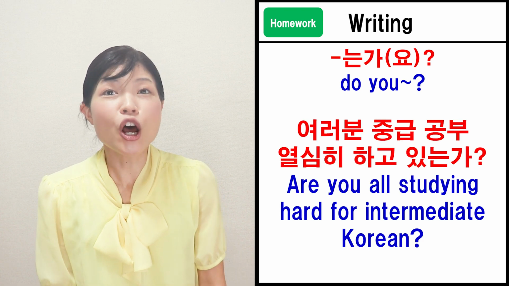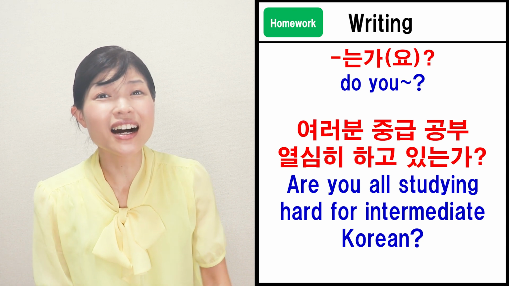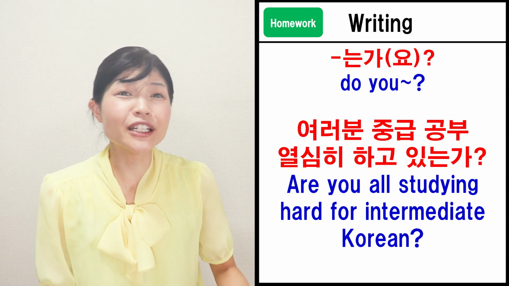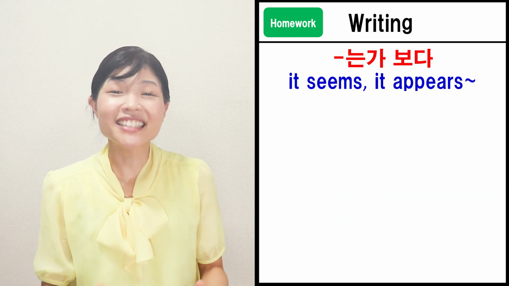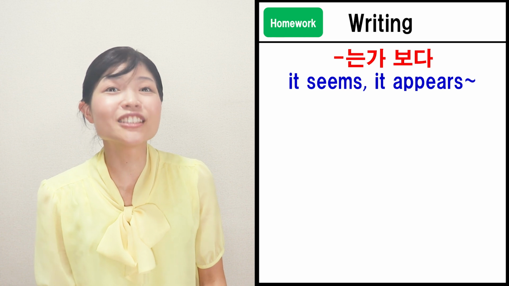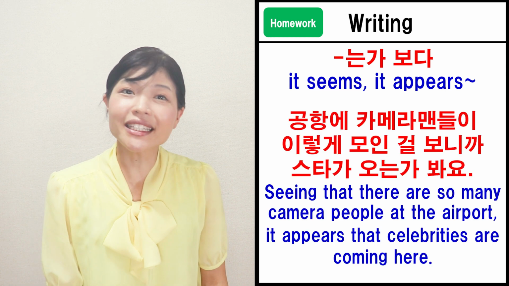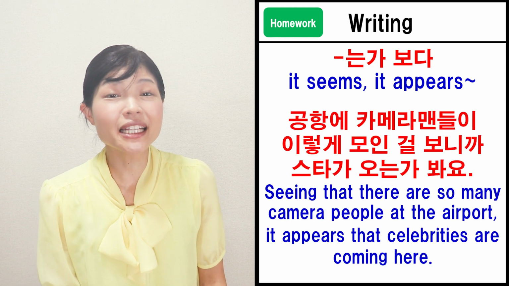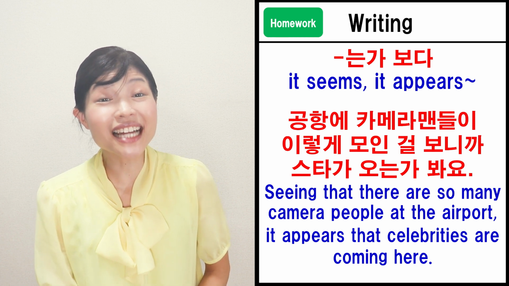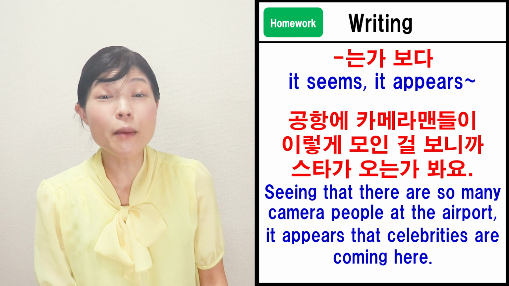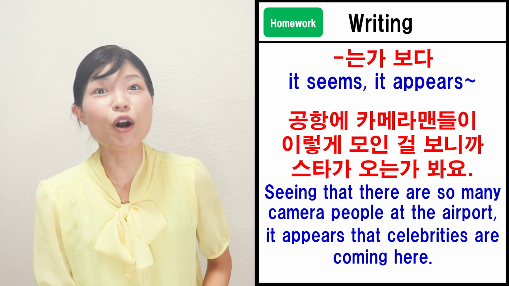For example, 여러분, 중급 한국어 공부 열심히 하고 있는가? Are you all studying hard for intermediate Korean? This sounds like grandpa, don't you think? For the second sentence, please write a sentence using 는가 보다, it seems, it appears. For example, 공항에 카메라맨들이 이렇게 모인 걸 보니까 스타가 오는가 봐요. Seeing that there are so many camera people at the airport, it appears that a celebrity is coming here.